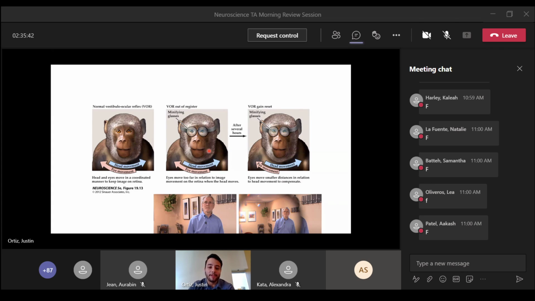So this is how you can see that your head movement is not going to align with your eye movements with minifying glasses. But eventually, after a very long time, after practice and practice, your eyes will be able to align perfectly with your head. And that's basically what this experiment does. It tested that vestibulo-ocular reflex.